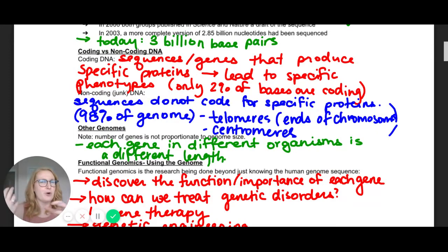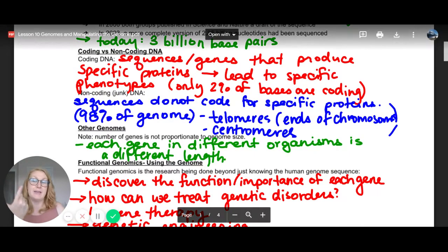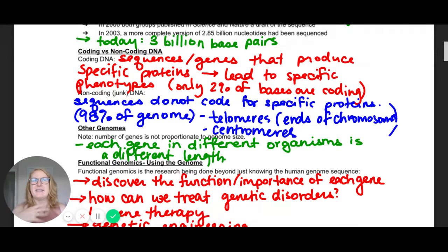So if we can sort of crack the secret code of telomeres, we may be able to solve some issues surrounding that. So that's just a bit of information. So again, it's called junk DNA just because it doesn't code for a protein, but it's still extremely, extremely important.